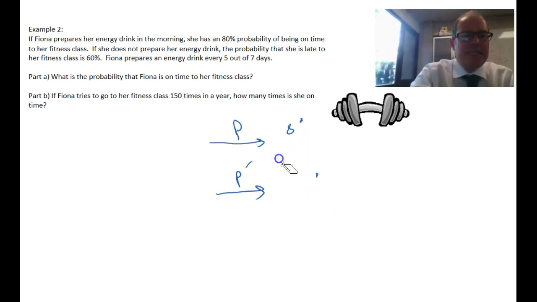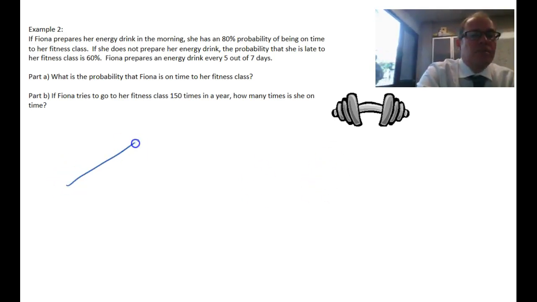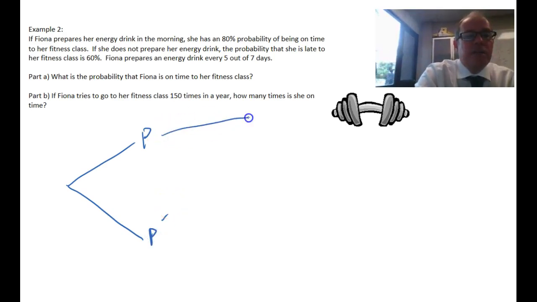So using that idea, because that's the tricky thing here, she's either going to prepare the drink or not prepare the drink. So P complement. If she prepares the drink, she's either going to be on time or late. You could have put a T dash there if you wanted. She's either going to be on time or late.